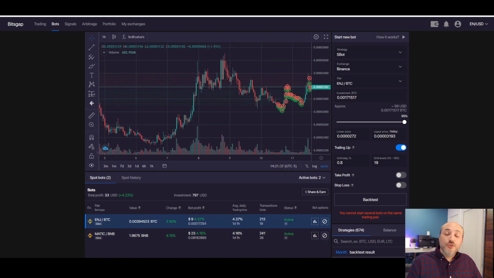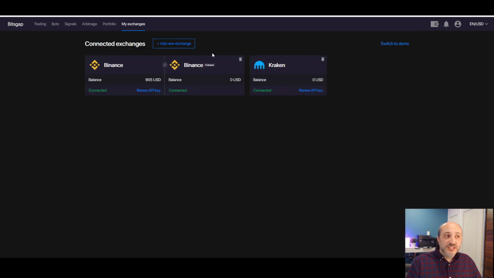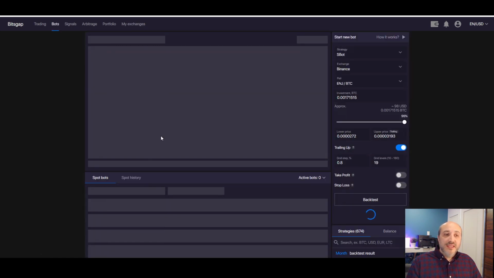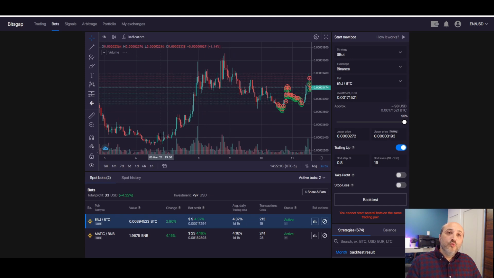Now to start a new bot, first of all you need to link your exchange account to Bitsgap. So all you have to do is go to My Exchange, add a new exchange, and then you just need to connect your API key. The API key, you access from your exchange, and then you just copy and paste it directly so you have your account connected here. And second thing, you need to decide which pair you would like to trade. So the first question is, what will be your quote currency and your base currency?